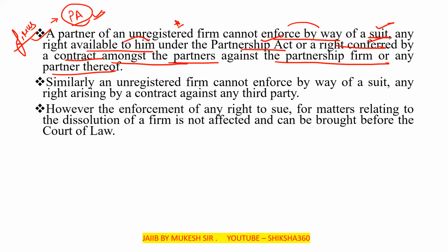Similarly, an unregistered firm cannot enforce by way of a suit any right arising by a contract against any third party. They are doing work with other parties, so even if they face an issue at that time, they will not be able to take any legal action.